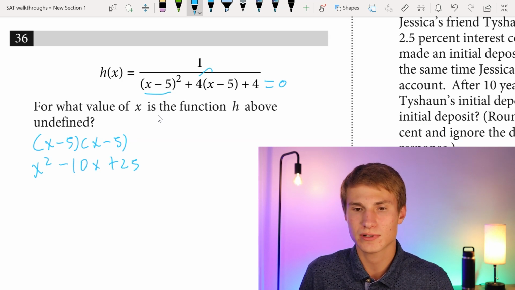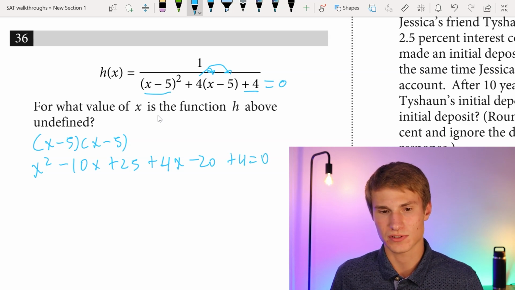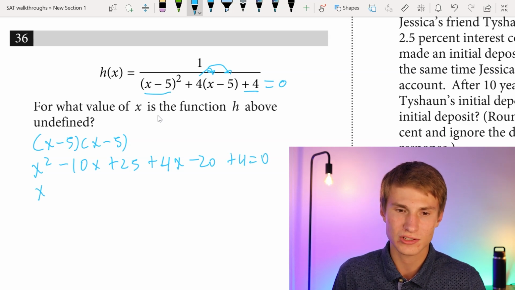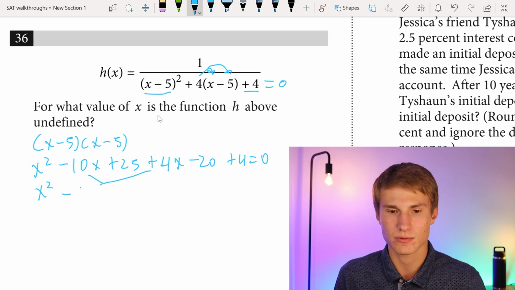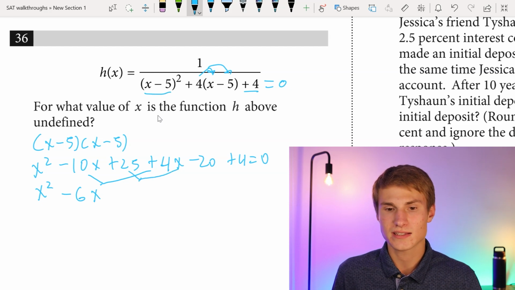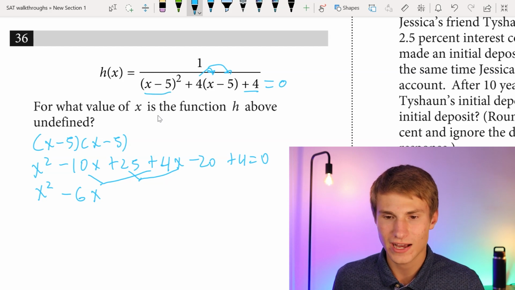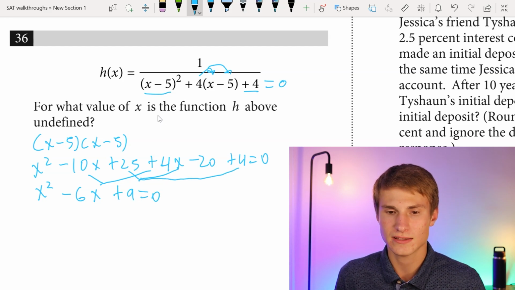Then we also have to take into account that we have to add 4x and subtract 20. So we'll go ahead and add 4x and subtract 20. Then we'll also have to add 4 as well. Okay, and that's going to be equal to 0. So let's go ahead and combine all our terms. So we're going to have x squared. There's only one term of that. We're going to have minus 10x and plus 4x. That's going to leave us with minus 6x. We're going to have plus 25 and minus 20. That's going to end up leaving us with a plus 5. And then we also have to add 4 to that as well. 5 plus 4 will give us a plus 9. Set that equal to 0.